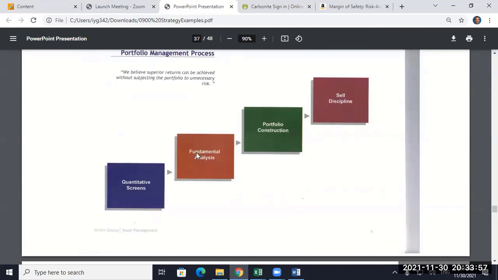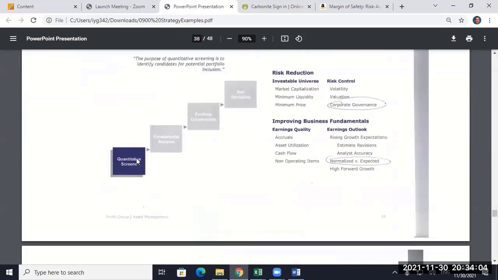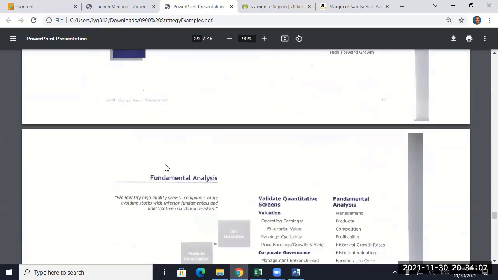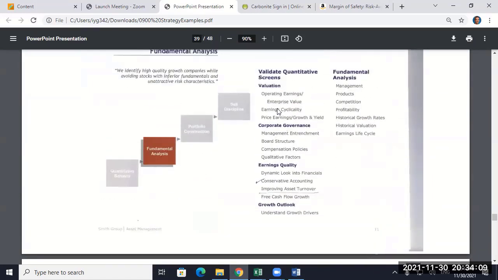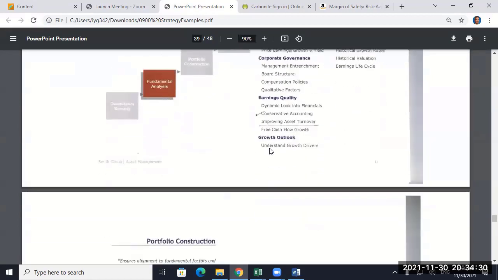Here's another one. Quantitative screens, fundamental analysis, portfolio construction, sales discipline. That's like another one, apple pie. But nice thing here is they go through each one. What does quantitative screen mean? And they give you that. What's the fundamental analysis? They look at operating earnings, enterprise value, kind of a return on equity kind of return on capital using market values. Corporate governance. A lot of y'all did a really good job in paper 2 talking about ESG and really interesting stuff. It looks like there's a lot of stuff out there.